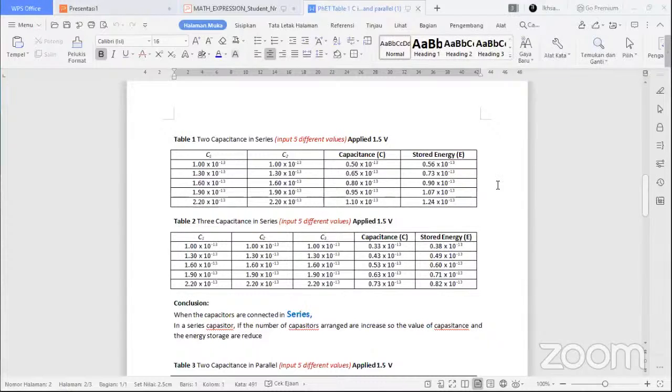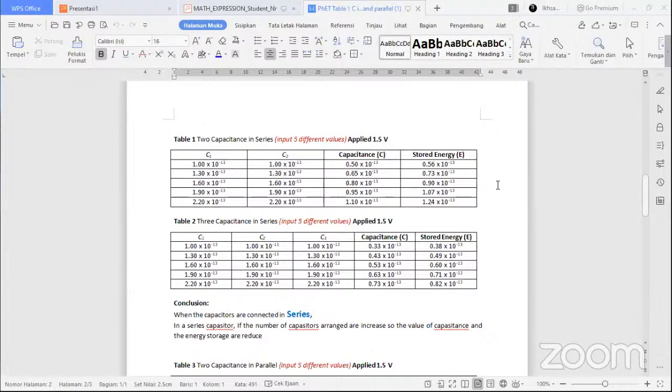And then the second, we got 1.3 times 10 to the power minus 13. The capacitance is 0.65 times 10 to the power minus 13. And the stored energy is 0.73 times 10 to the power minus 13.